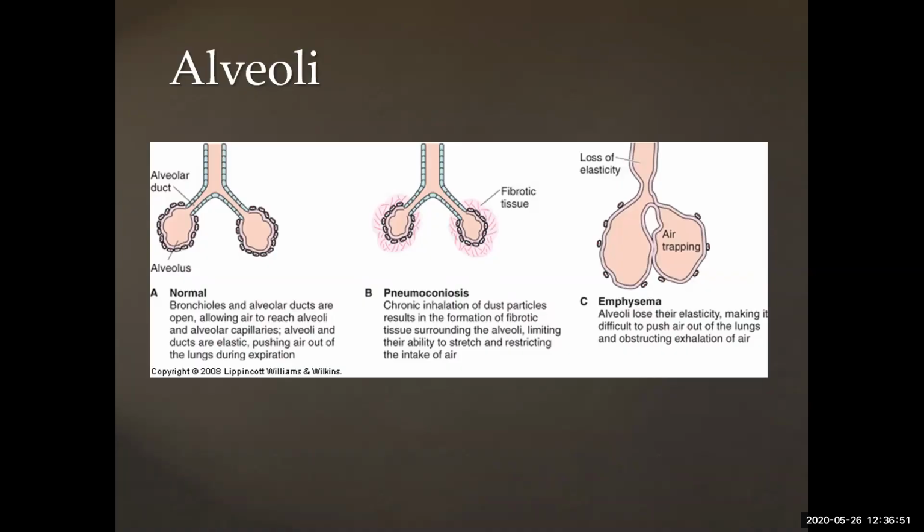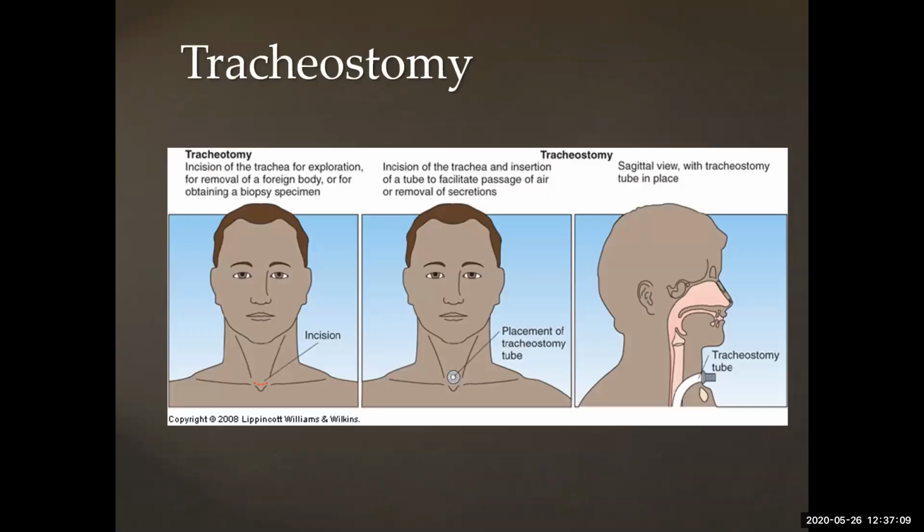Here is normal alveoli. There's this fibrotic tissue around it, and then you can see the narrowing of the emphysema, how the air is trapped in there, and the alveoli will collapse or they can't exchange. If it's narrow, it's not going to exchange our O2 and CO2.